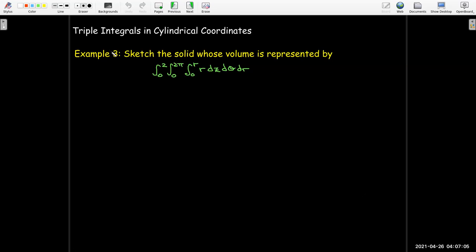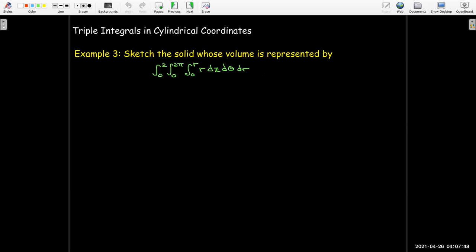All right. So here we're given a triple integral in cylindrical coordinates, and we're just asked to sketch the solid. So, let's look at this. The integrand is 1 because this triple integral represents a volume. We have the r dz d theta dr. That's just my dv. And so I have z as my innermost. So z is going between 0 and r. Theta goes between 0 and 2 pi, and r goes between 0 and 2.